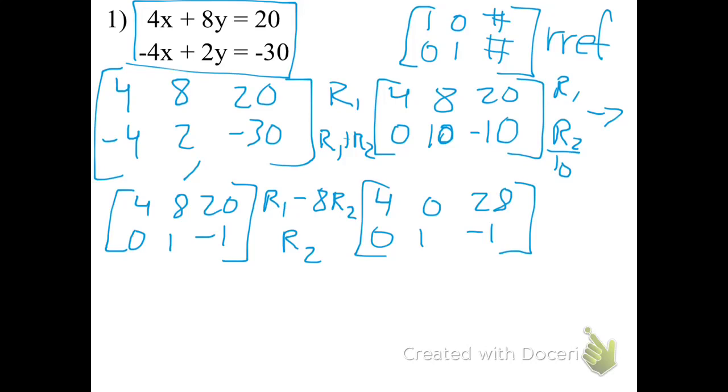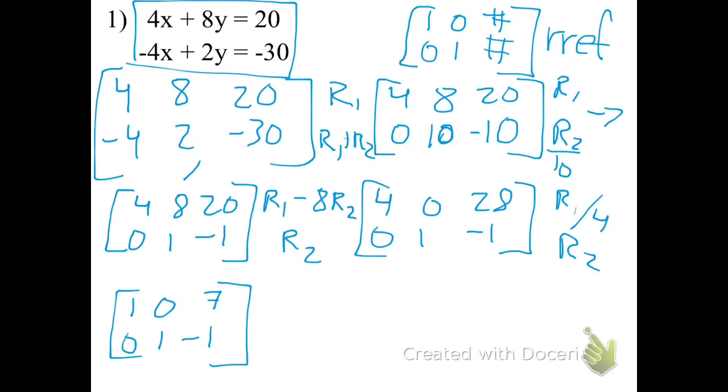Okay, that top one is almost ready. It's got that 0 there in the middle. We just need to get this first number to be a 1. To get that, you take row 1 and divide it by 4, and you leave row 2 the same. That gives us the magical matrix of 1, 0. Take 28, divide by 4. That's 7. The second row is exactly how it's been the last few times. And we get 1, 0, 7, 0, 1, negative 1.